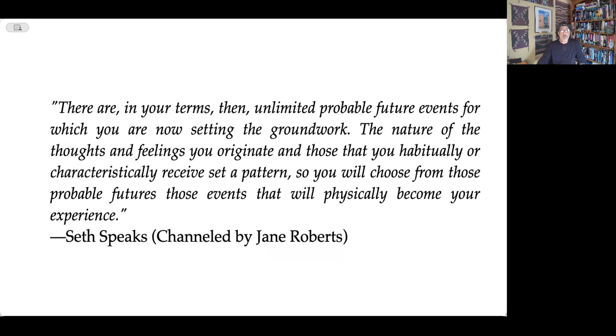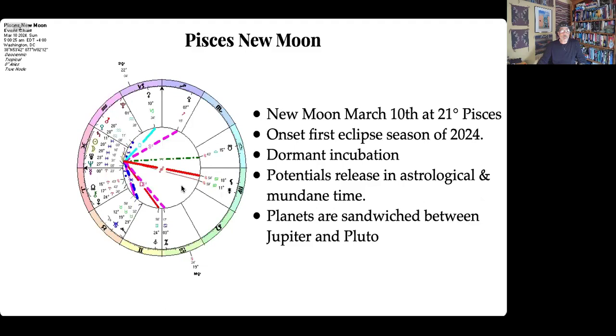There are, in your terms, then, unlimited probable future events from which you are now setting the groundwork. The nature of the thoughts and feelings you originate and those that you habitually or characteristically receive set a pattern. So you will choose from those probable futures, those events which will physically become your experience. And that's from Seth Speaks, which was channeled by Jane Roberts back in the 1970s.